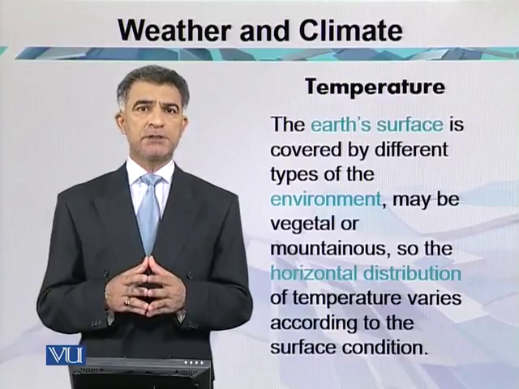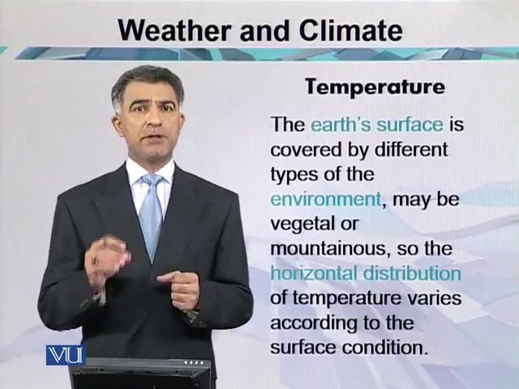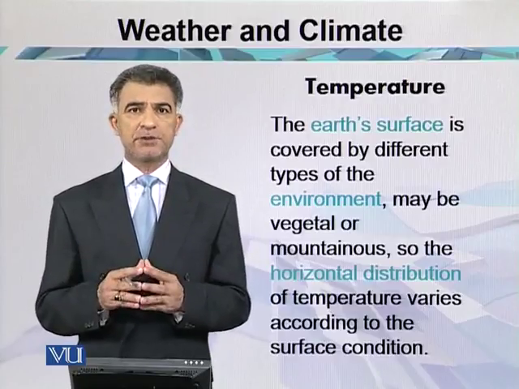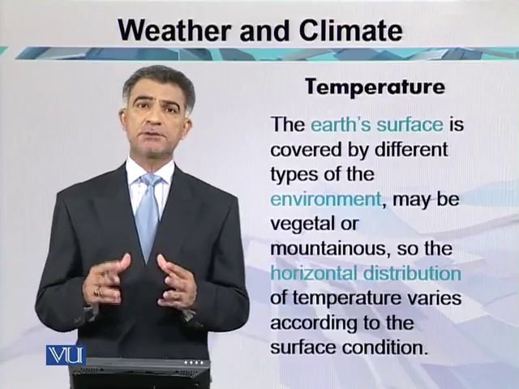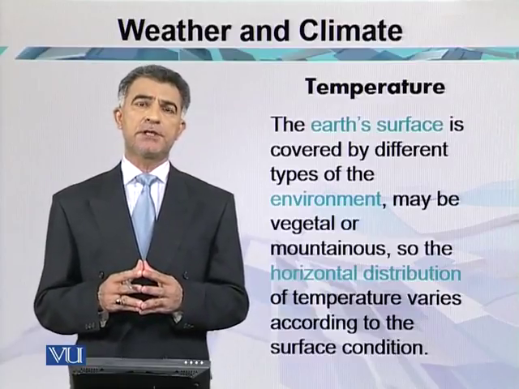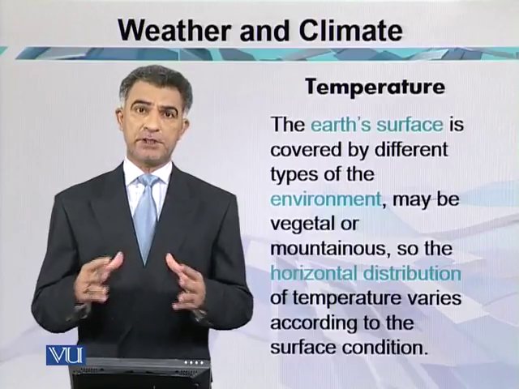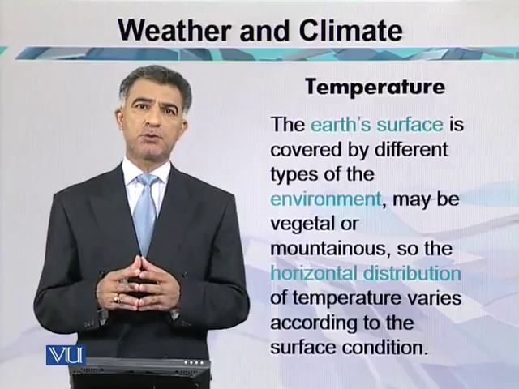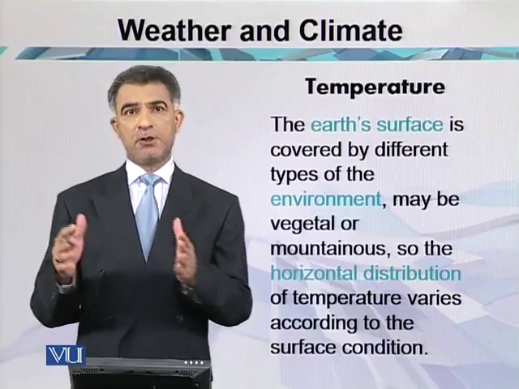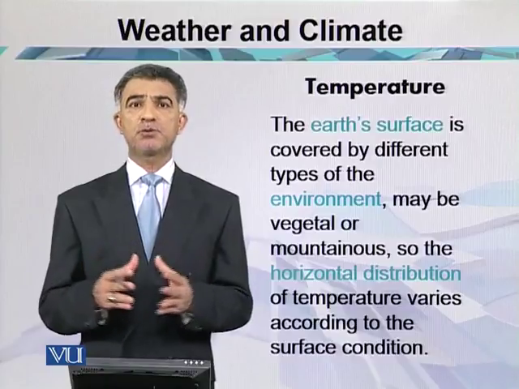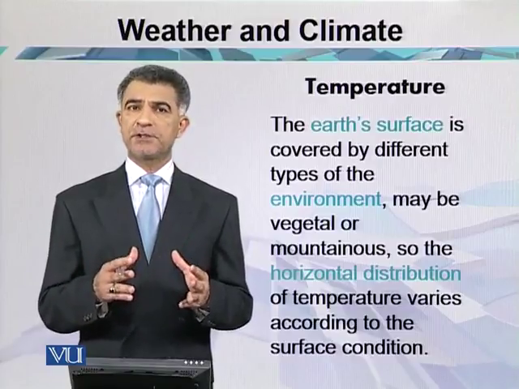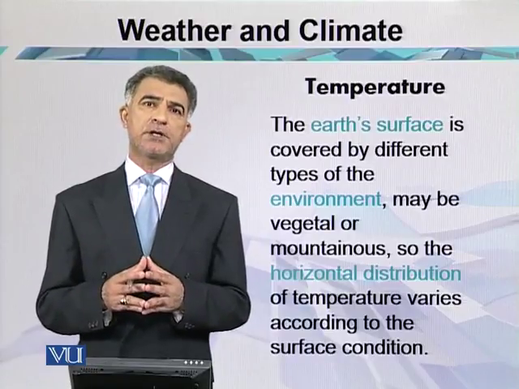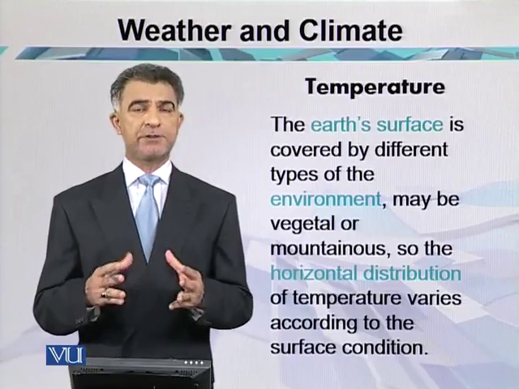Why? Because of the surface conditions. So environmental conditions are controlling the horizontal distribution of the temperature. Another very important thing is that the surface of the earth is covered generally by water and continent. So water environment hai or continental environment hai, both are totally different. Water has different capacities of holding temperature, and the continental area acts differently.